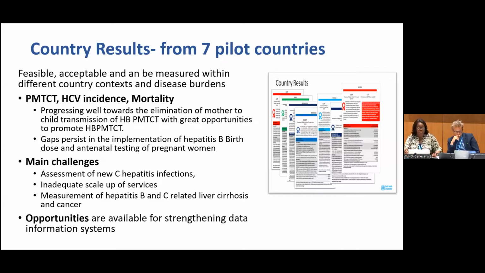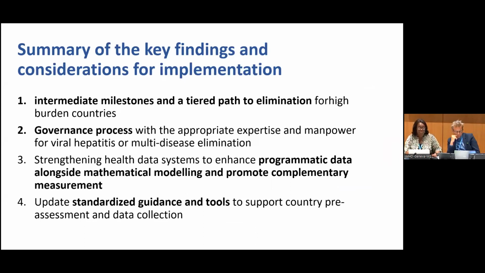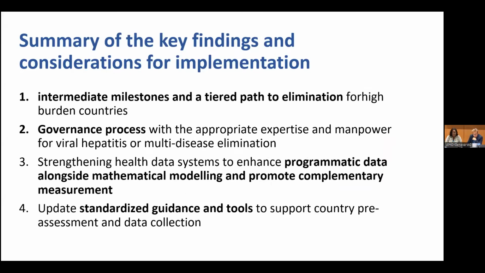Next slide, please. So I just want to highlight a summary of the key findings and considerations for implementation from this pilot. We saw clearly that there's need for an intermediate milestone and a tiered path to elimination for high burden countries. This has been done in PMTCT of HIV and syphilis. We found also that there's a need for governance process with the appropriate expertise and manpower at every level of the system. We need to strengthen health data systems to enhance our program data and use all the available means, including modeling, to promote complementary measurements. And of course, finally, to standardize the tools for the measurement.